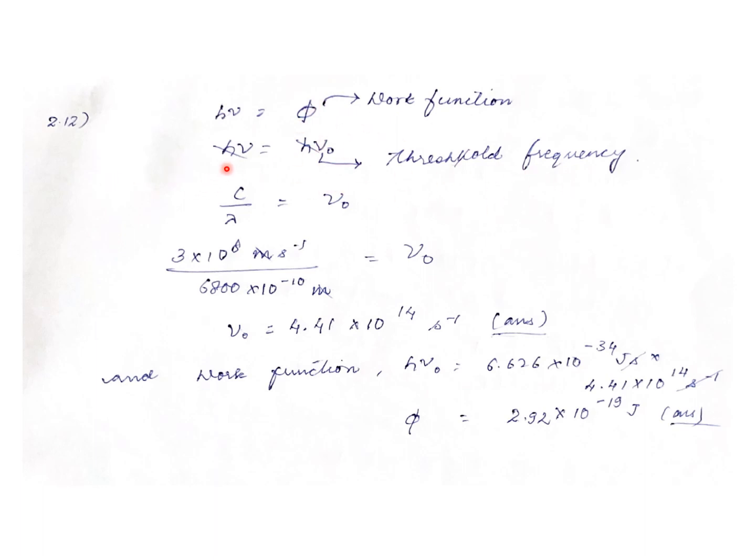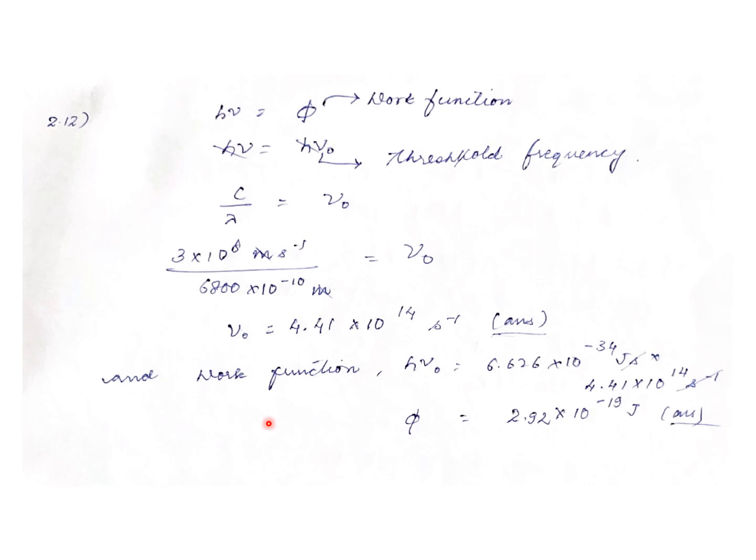When you write the equation like this, h nu equals h nu naught, then h and h will cancel, and nu naught will be equal to nu. And nu in the question is provided by the wavelength. So nu is equal to c upon lambda. You need to convert angstrom into meters, and 1 angstrom equals 10 to the power of minus 10 meters. Then if you divide c upon lambda, you will get the threshold frequency, which is equal to 4.41 into 10 to the power of 14 per second.